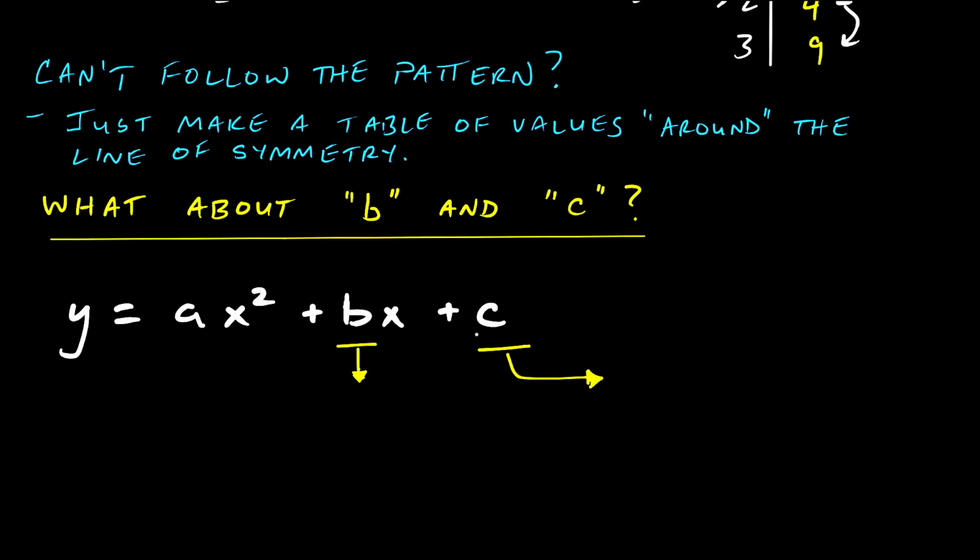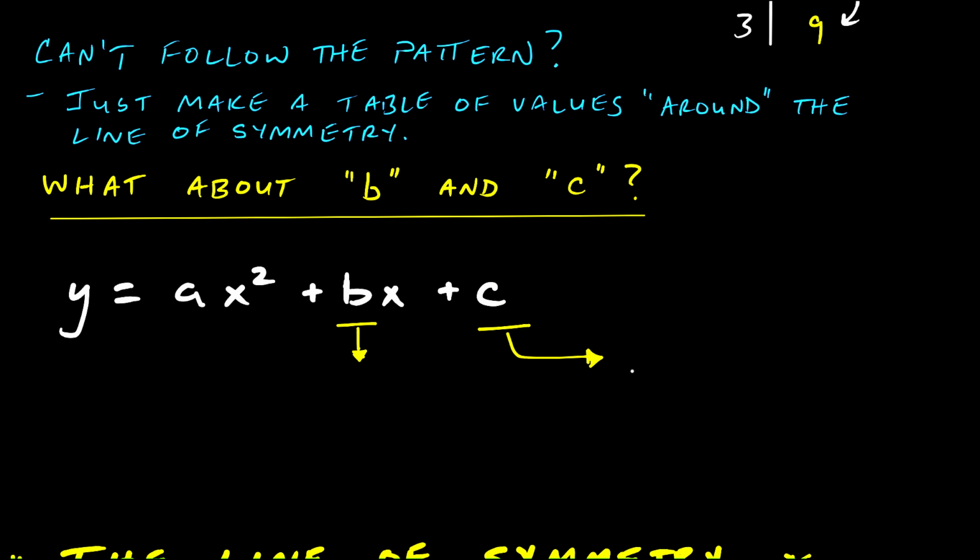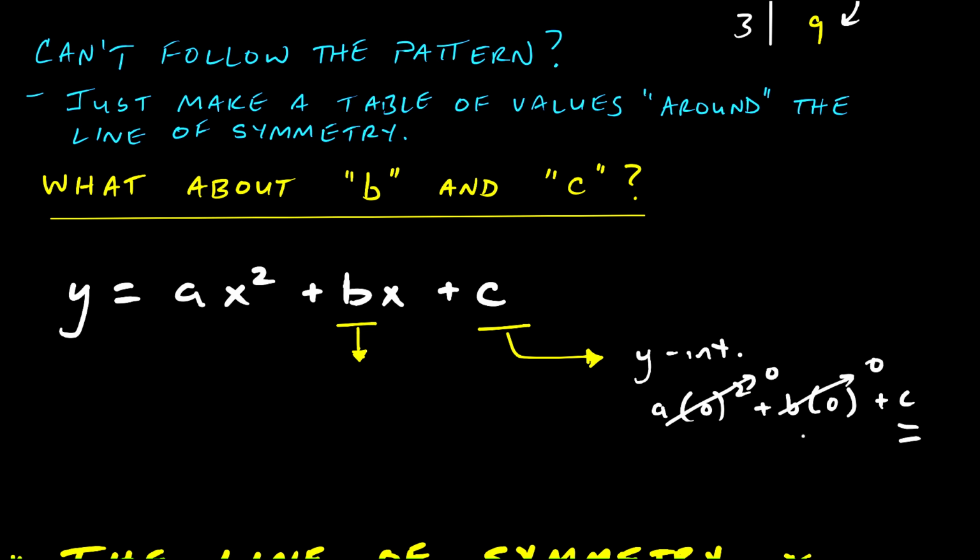And then people will always ask, well, what about b and c? What do they do? Well, c is pretty easy. c is always going to be your y-intercept. Think about it this way. If you substitute in 0, you'd have a times 0 squared plus b times 0 plus c. So 0 times anything is going to be 0, so both of those terms are going to be gone. They're going to go to 0, so you're always left with c.